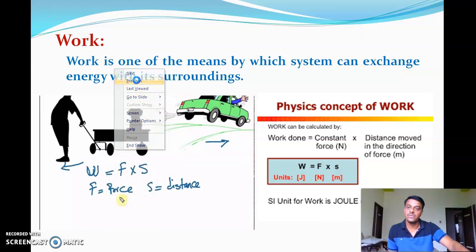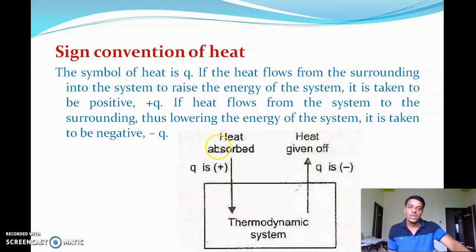The process in which heat is absorbed is called an endothermic process, and the process in which heat is evolved, that means heat flows from system to surrounding, is called an exothermic process. Endothermic process, heat absorbed, positive sign. Exothermic process, heat evolved, heat is given out from system to surrounding, that is taken as negative.